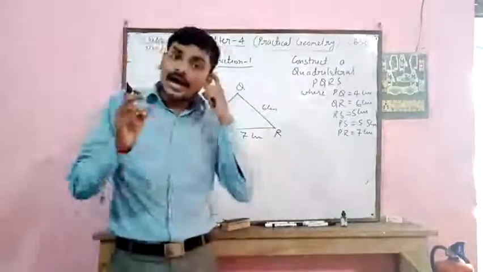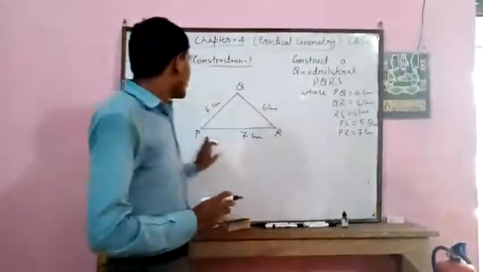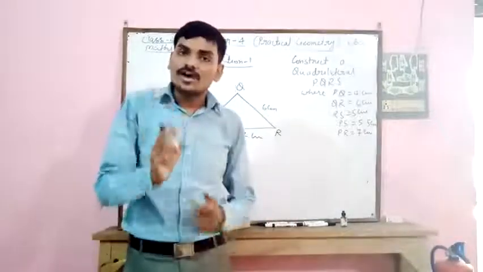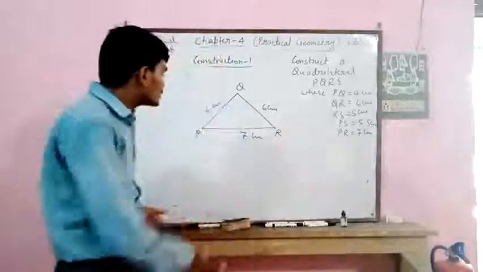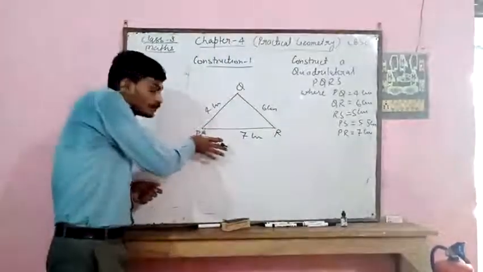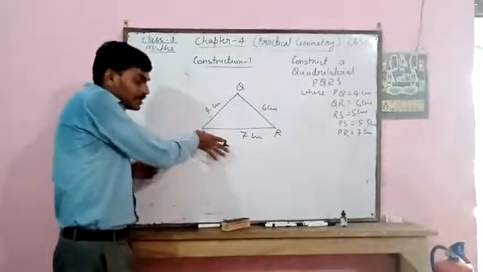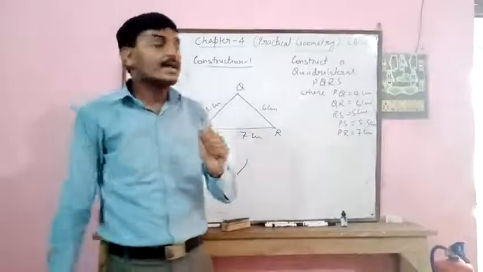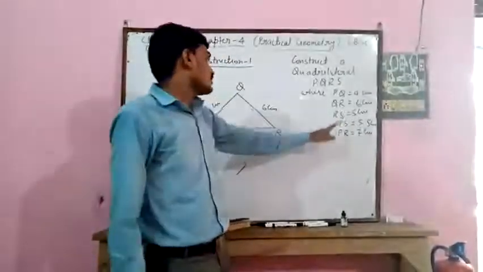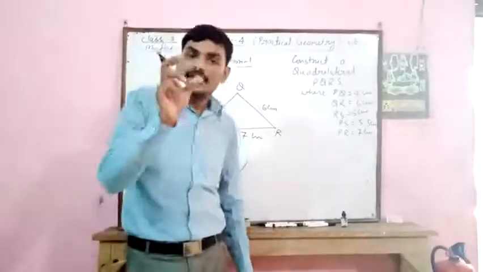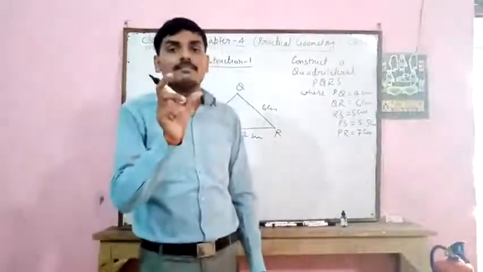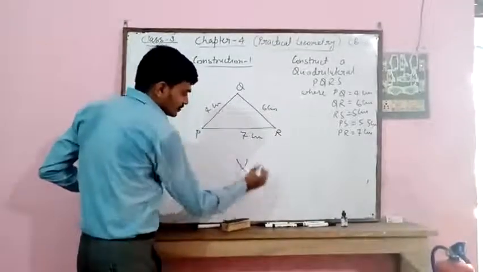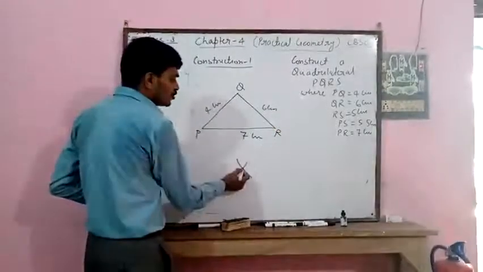So take an arc of PS which is 5.5 cm. Take 5.5 cm in a compass, point your compass at P and draw an arc. Now take an arc of RS, that is 5 cm. Take 5 cm in the compass, place your pointer here and cut the arc here. Now this is your point S.